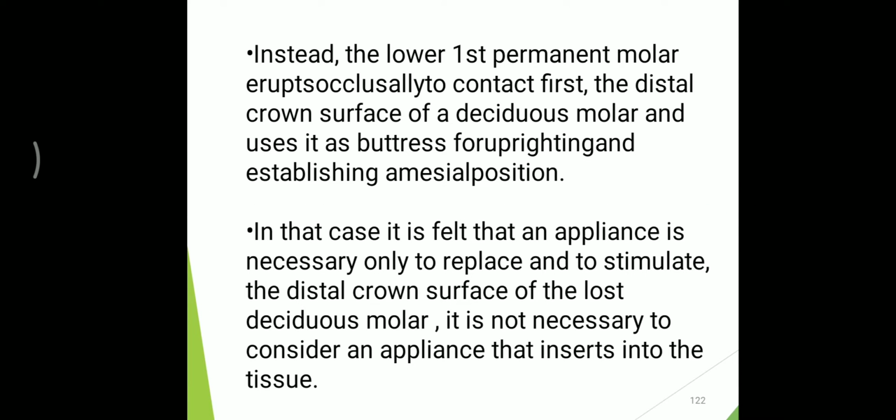Instead, the lower first permanent molar erupts occlusally to contact the distal crown surface of the deciduous molar, and uses it as a buttress for uprighting and establishing a mesial position. In that case, it is felt that an appliance is necessary only to replace and to stimulate the distal crown surface of the loose deciduous molar. It is not necessary to consider an appliance that inserts into the tissues.